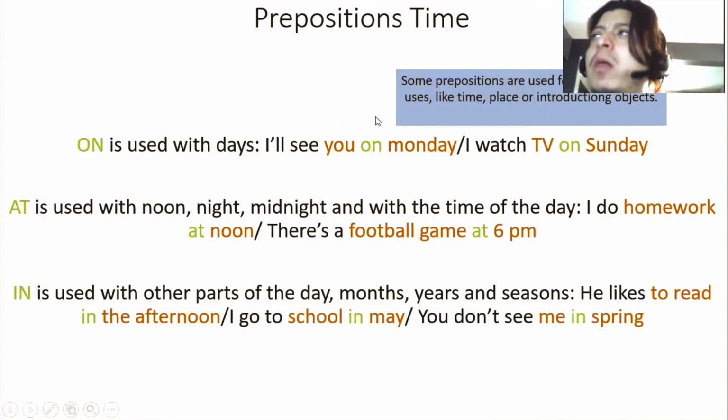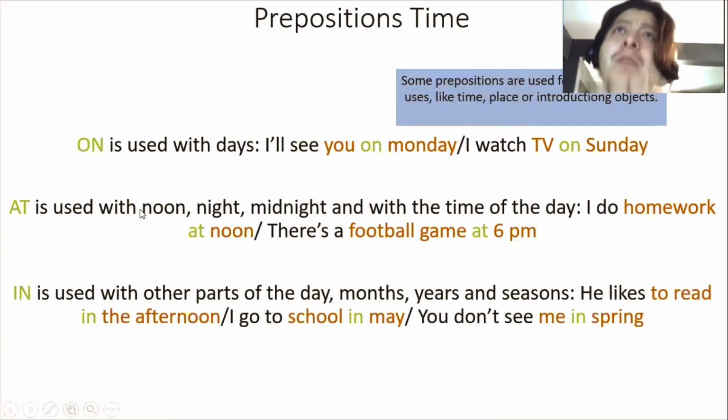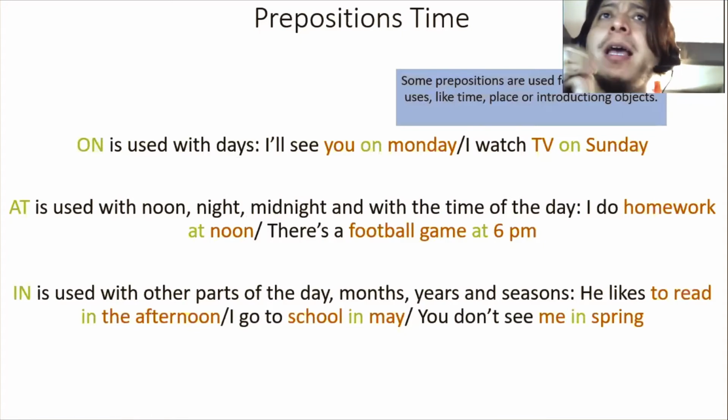I'll see you on Monday. I watch TV on Sunday or on Sundays. Okay, if you're telling a day, you use the preposition on. You use at with noon, night, midnight, and with the time of the day. For example, if you're speaking about a specific time in your watch, you can say, I do homework at noon.